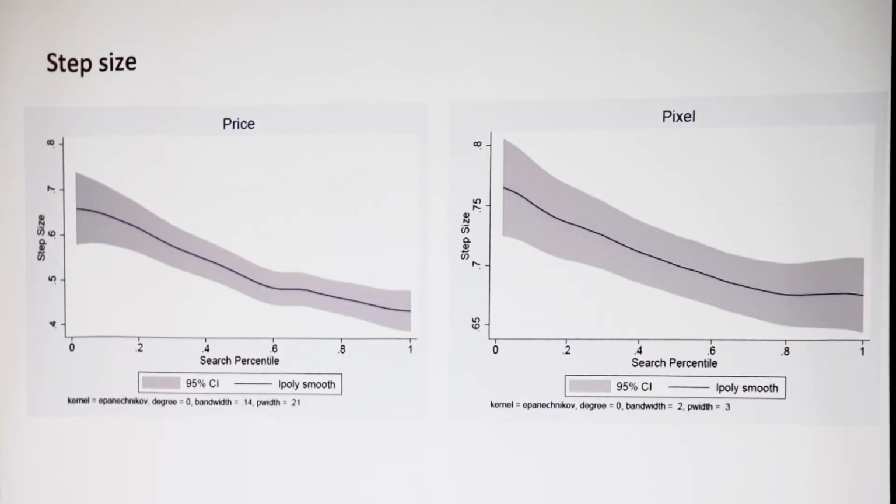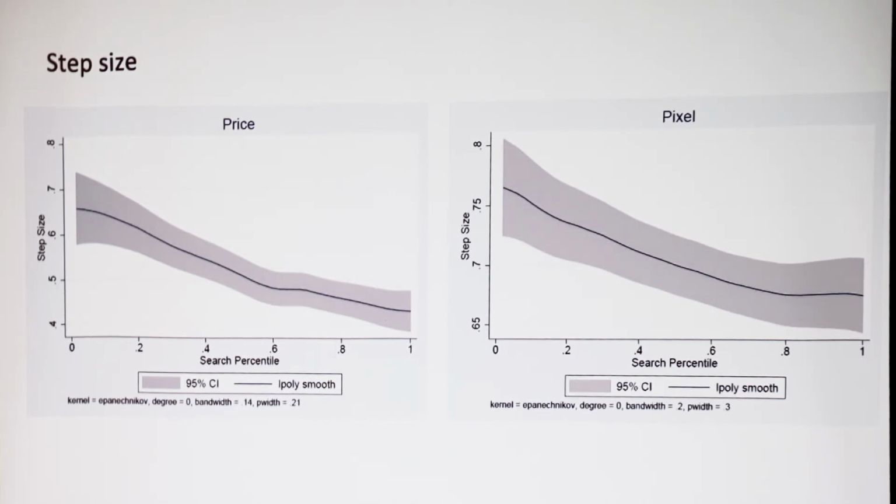Okay, what are we going to show you instead? We're going to show you that people not only get closer and closer to their product, they look like little optimizers, as you might imagine in an explore kind of framework. So their step sizes in characteristic space decline over time. So that's what I'm showing you there.